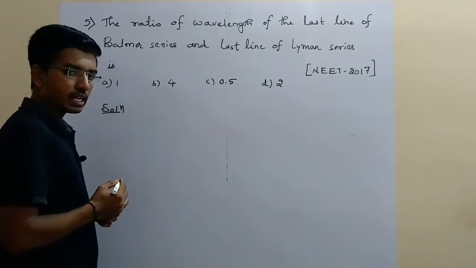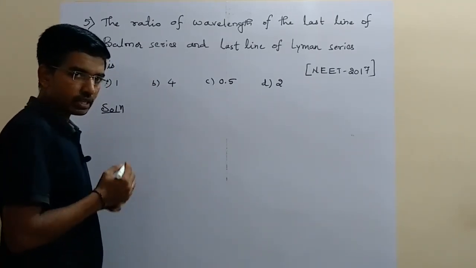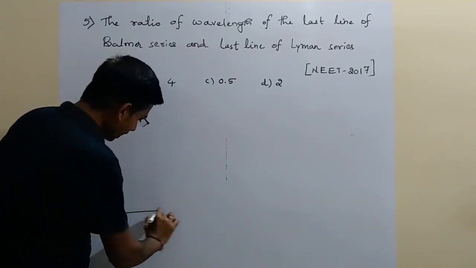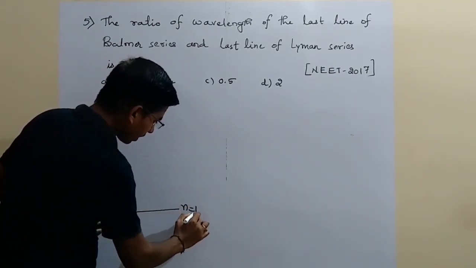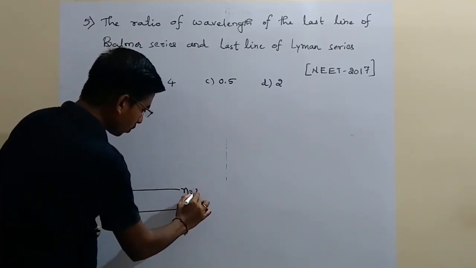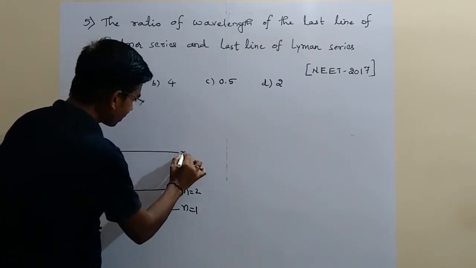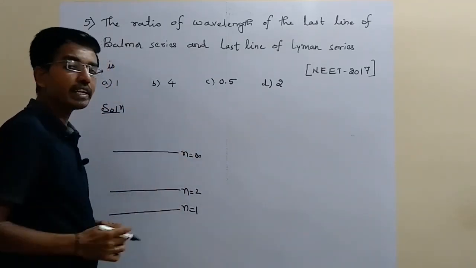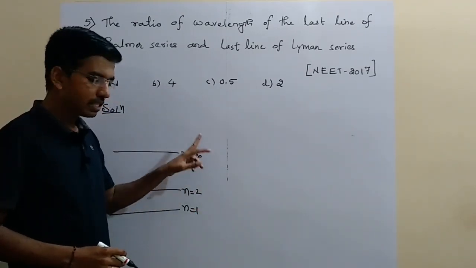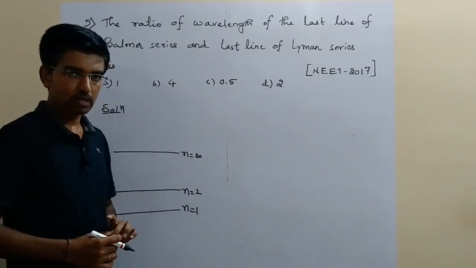So first I will consider the hydrogen spectra. In that I will consider a few energy levels. This is the energy level corresponding to n is equal to 1, this is the energy level corresponding to n is equal to 2, and this is the energy level corresponding to n is equal to infinity. Here n is equal to 1, n is equal to 2, n is equal to infinity. These are nothing but principal quantum numbers.